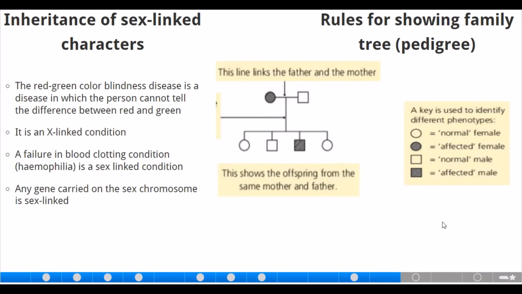These images here are showing us the rules for showing a family tree, or what we call a pedigree. This line links the father to the mother, and then this shows the offspring from the same mother. And then we have a key to describe the color differences. We have a normal female, affected female, normal male, and then the affected male.